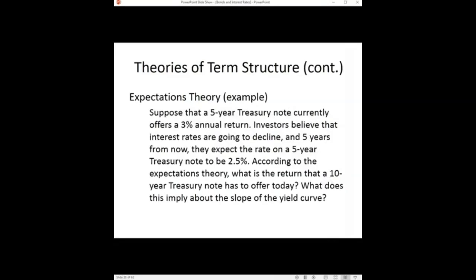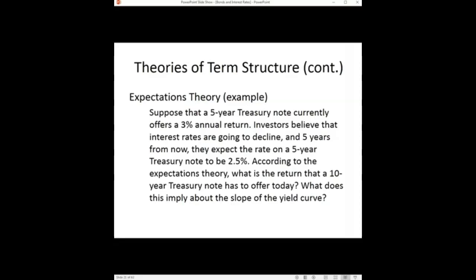As an illustration, let's suppose that a 5-year Treasury note currently offers a 3% annual return. And investors believe that interest rates are going to decline, and 5 years from now they expect the rate on a 5-year Treasury note to be 2.5%. According to the expectations theory, what is the return that a 10-year Treasury note has to offer today? And what does that imply about the slope of the yield curve?